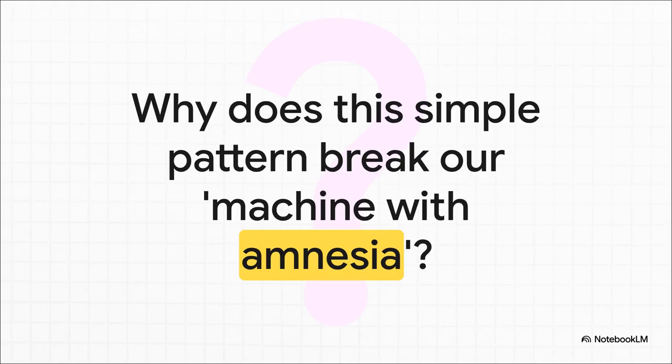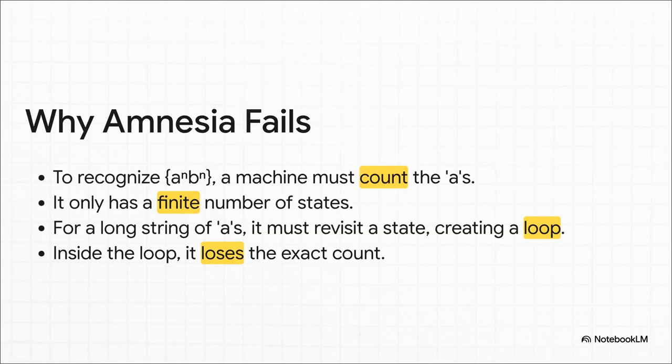What would the machine need to be able to do to make sure the number of A's and B's actually match? It has to count. It needs to count all the A's and then check off the B's one by one. But here's the fatal flaw we talked about earlier. Our machine only has a finite number of states. So what happens if you feed it a really, really long string of A's? Eventually, it's going to run out of new states, and it'll have to repeat one. It enters a loop, and the second it enters that loop, it loses the count. It has no idea if it saw 10 A's or 100. Its amnesia is its downfall.